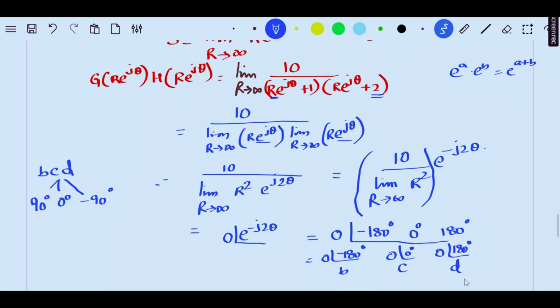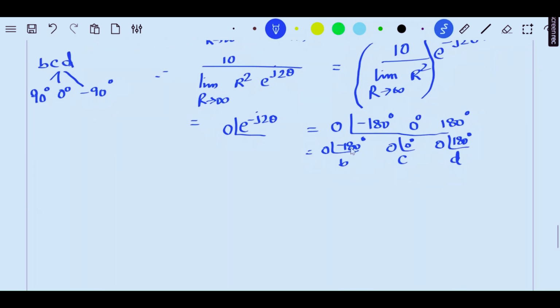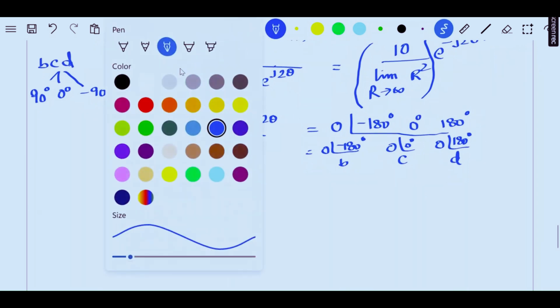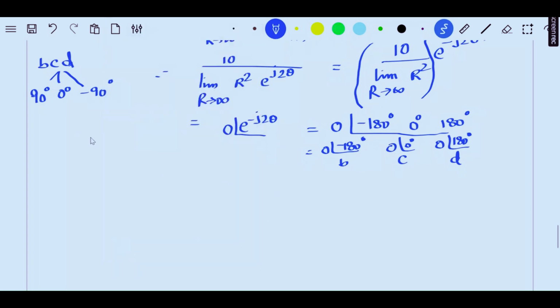But if I want to plot the trace diagram for this BCD, I'll just plot it. Carefully see this. The B value magnitude is 0. Magnitude is 0 means at the origin. Angle is minus 180 degree, which is this minus 180. So this becomes B dash point. I'll write it as B dash because this is a new trace.